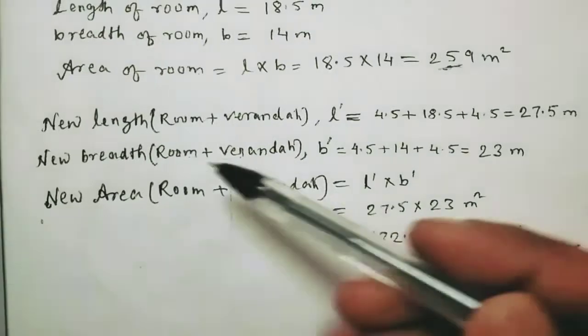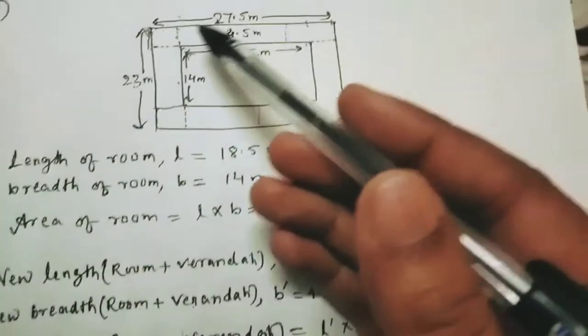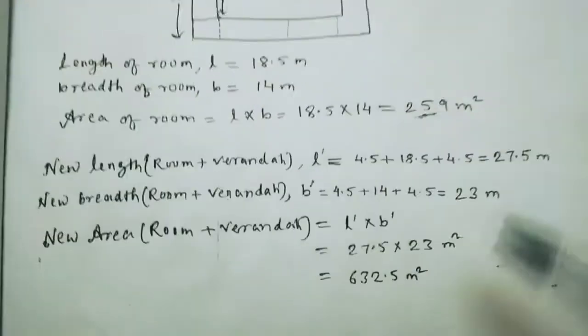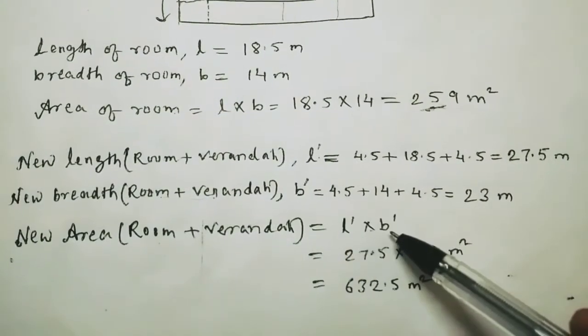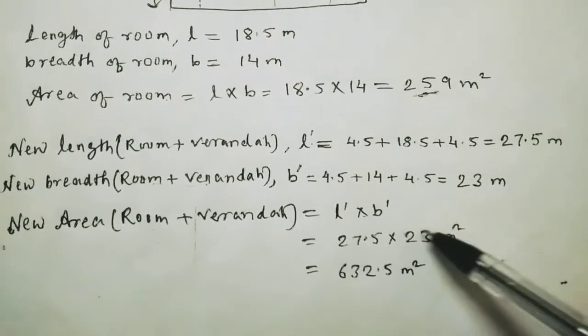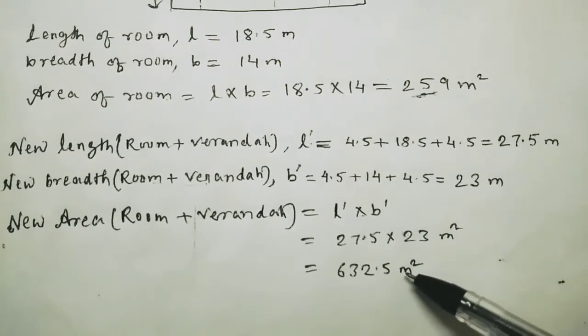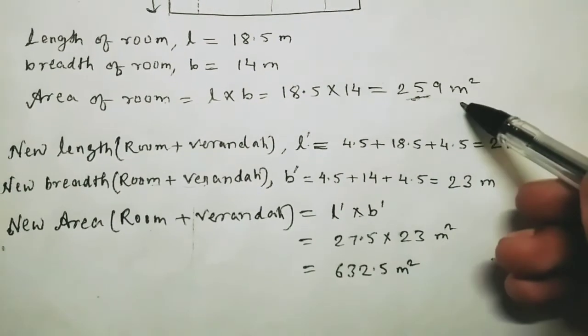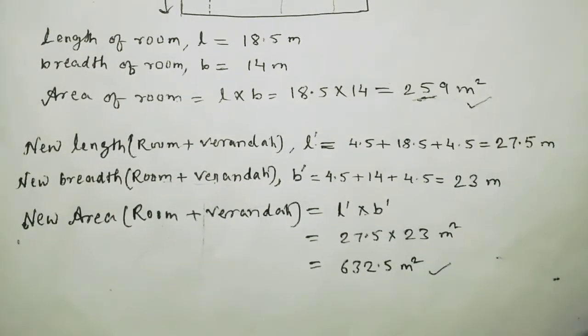Okay. So now here you can see new area. That means which area? Room plus veranda. That means this total area. So it is length into breadth, that means L dash into B dash. So we have calculated 27.5 into 23. It is coming as 632.5 meter square. So we got the area of the room and this new area, that means the area of the total figure.